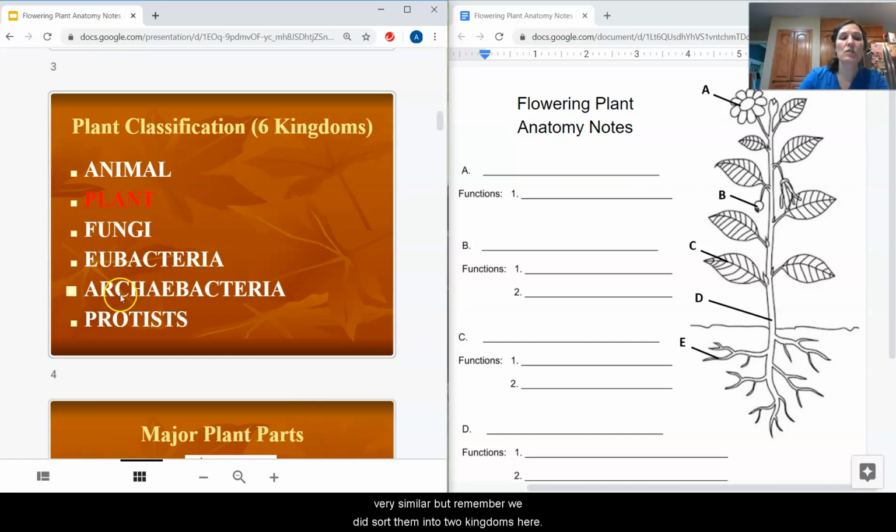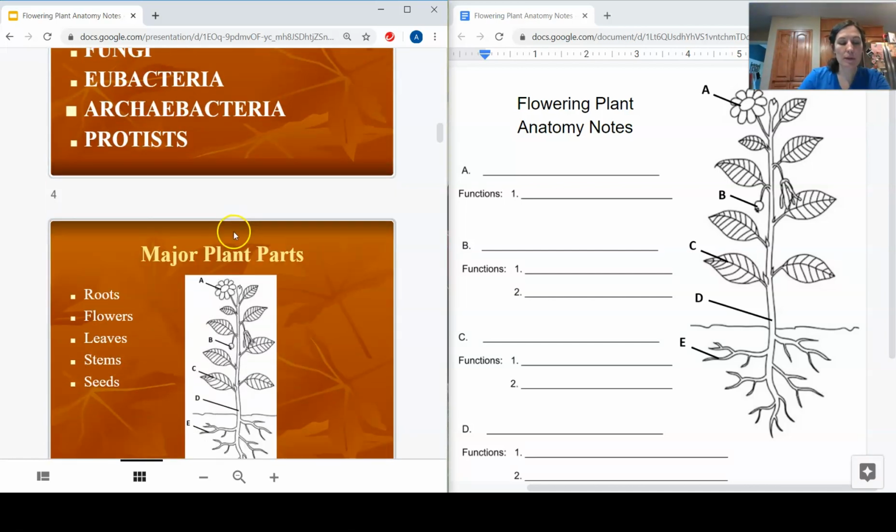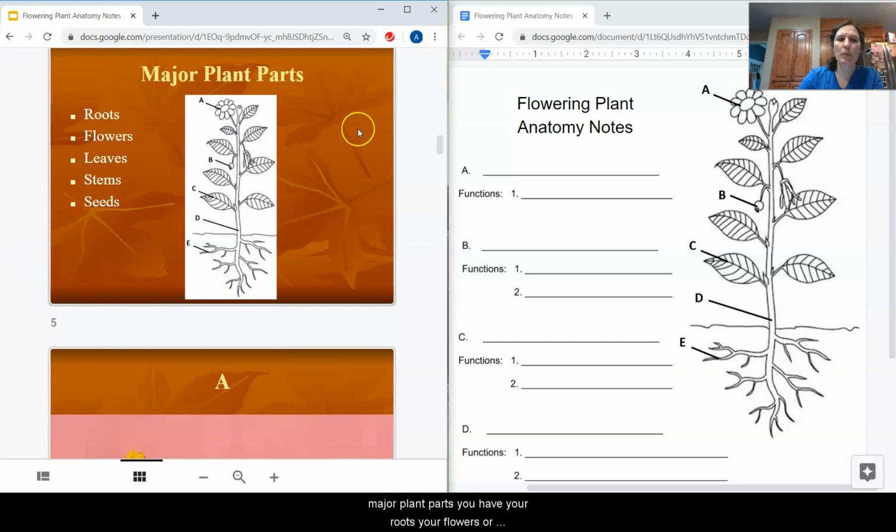But remember, we did sort them into two kingdoms here a couple years ago, and so they are trying to break those two apart. All right, so major plant parts. You have your roots, your flowers, your leaves, your stems, and your seeds of an angiosperm. You've learned these since first, second, third grade, so this should be pretty easy. Hopefully you kind of knew the functions without looking.